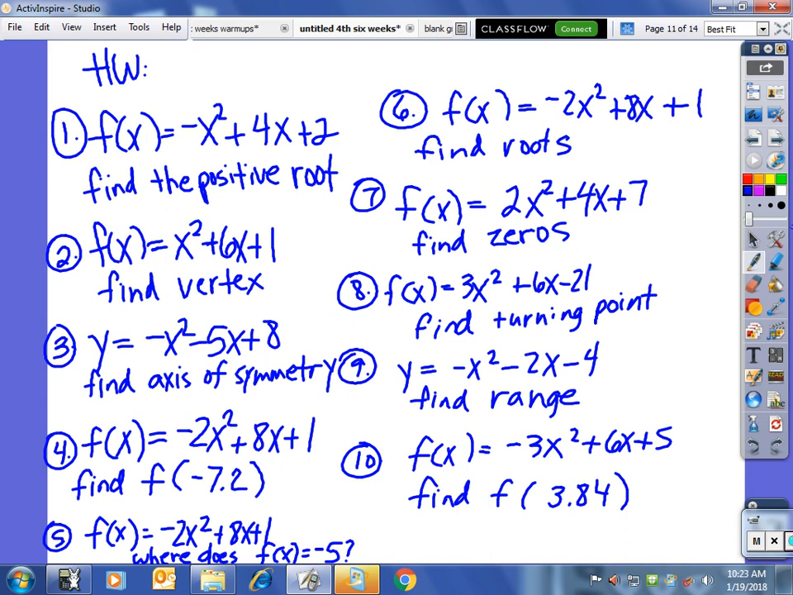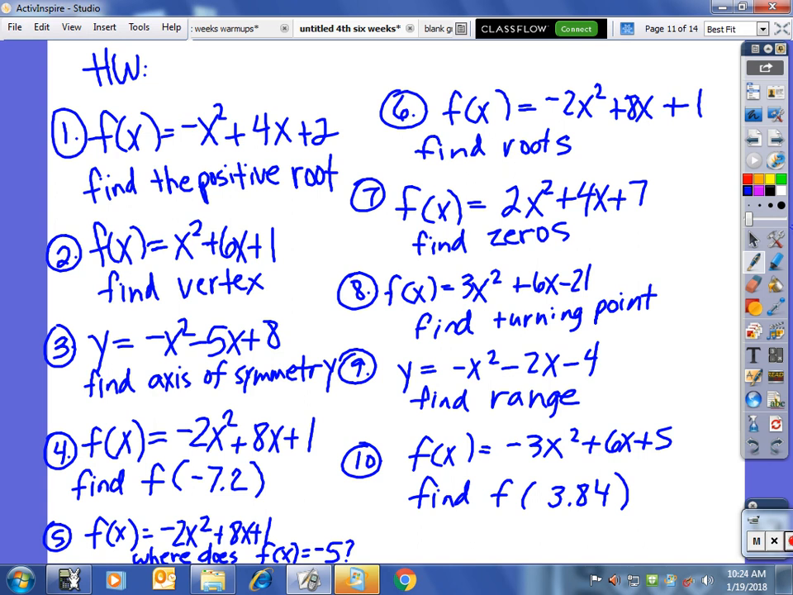Let me just tell you, there's 2 roots there. 2 x-intercepts, 2 zeros. One of them's a negative number and one of them's a positive. What's the only one I'm asking for? The positive. This one has roots. Look at number 2. The only thing I'm asking you to give me on number 2 is the vertex. Vertex is a point, so you better give me an x number and the y that goes with it. Look at number 3. What do I ask you to give me on number 3? The axis of symmetry. What should your answer start out as? x equals.